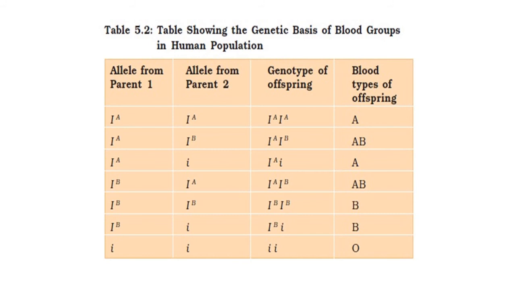So simply by studying this table, we can understand from the blood group of the parents and the alleles present what the possibilities are in their offspring, and we can easily understand how the four types of blood group, A, B, AB or O, are possible in human beings.